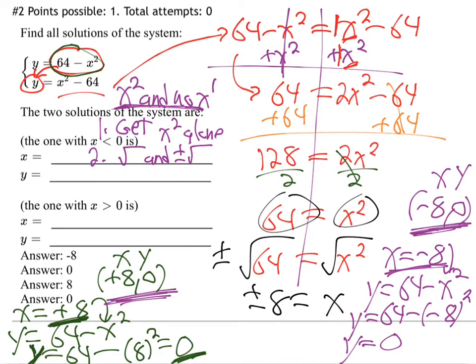Now, how do they want us to write them? Well, this one says the one with x less than 0. So the negative x, that'd be this one. So negative 8 and y 0. This is the x greater than 0, so that's the positive 8 and y 0. That's exactly what they have listed here. There's the x and y answers.